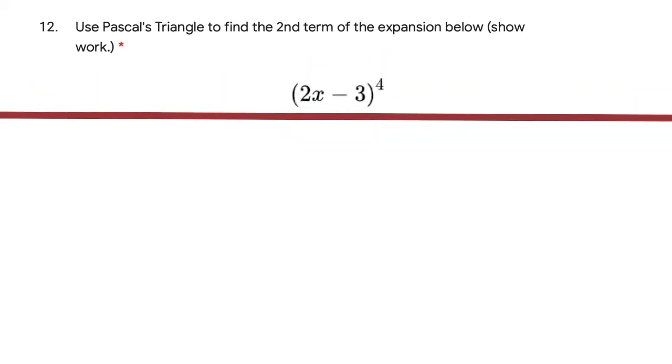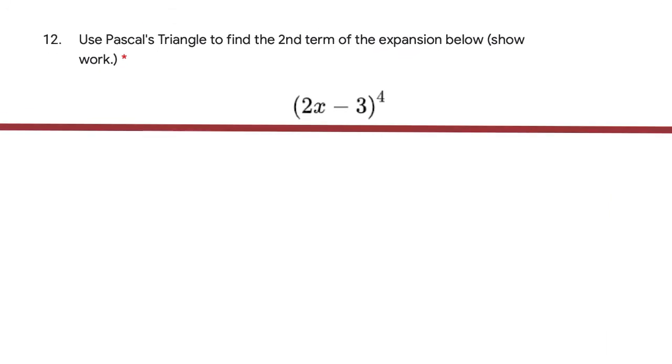Pascal's triangle problem. All right, now you could work this out by cranking through it by hand. A couple of things we want to note, though. As soon as this gets to the 4th power, it's quicker with Pascal's triangle. Second thing we want to notice, we only need to find the second term because that's all they asked for.